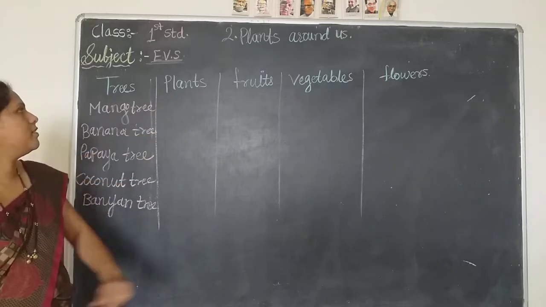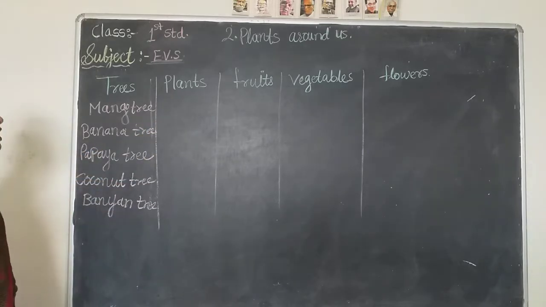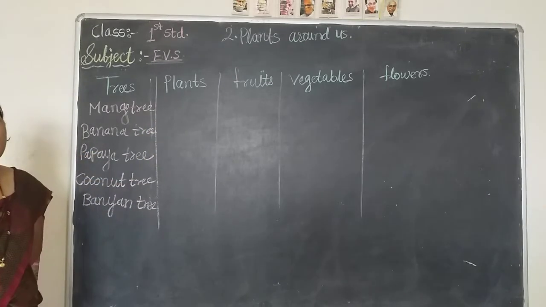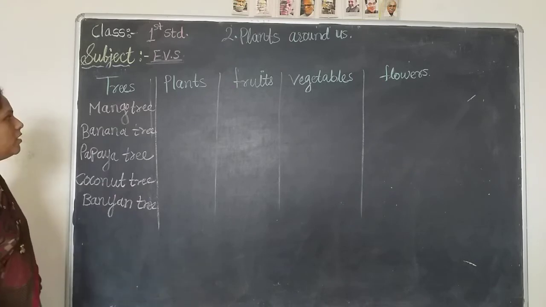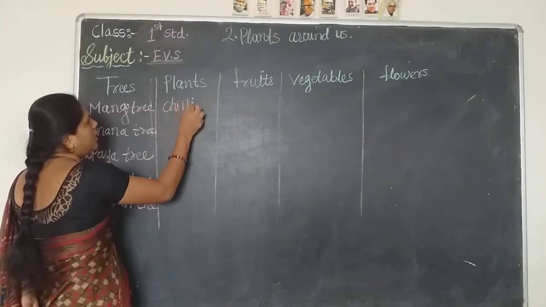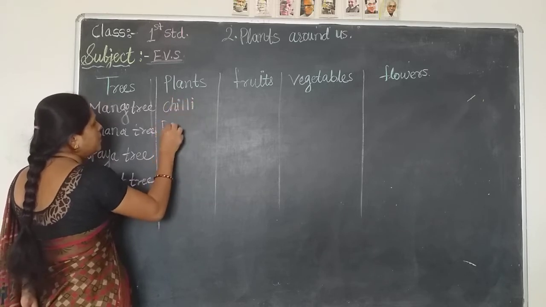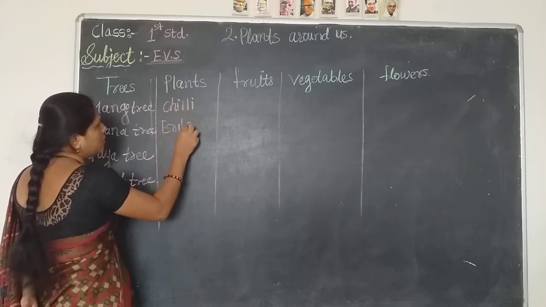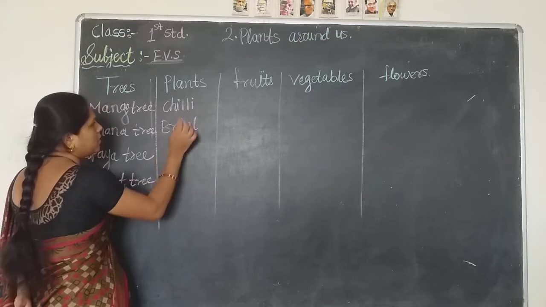Now we will write here some plants names. Which are the plants names? Do you know, children? In your book they are given here chili plants. Write them here. Chili plants. Here, child, chili plant. Brinjal. Brinjal plant.